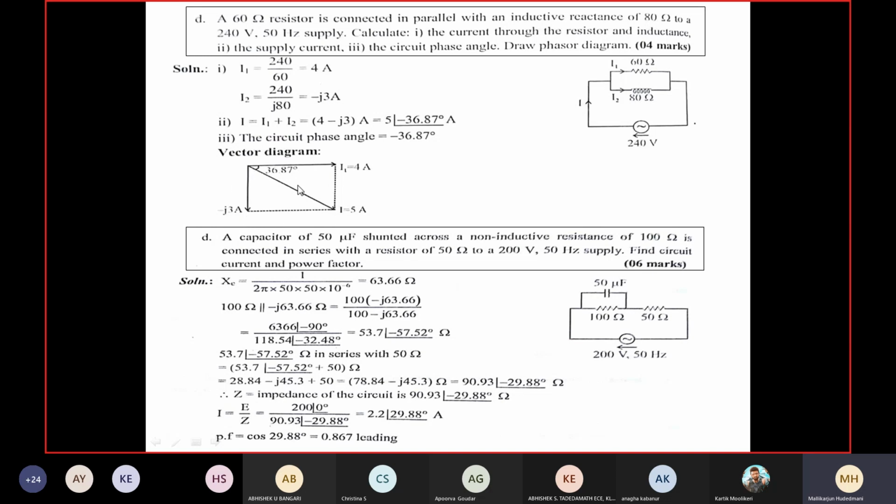Then join this with the origin. That becomes your total current, 5. And the angle is how much? 36.87 lagging below the reference. Very simple, we have to do it.